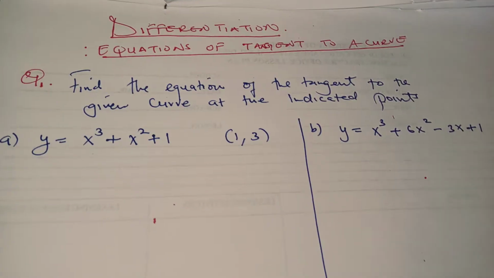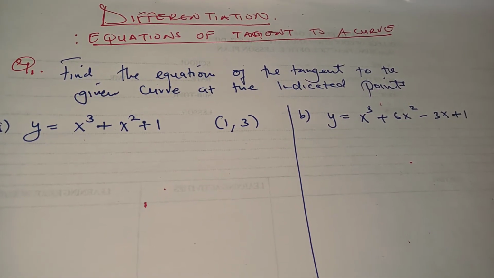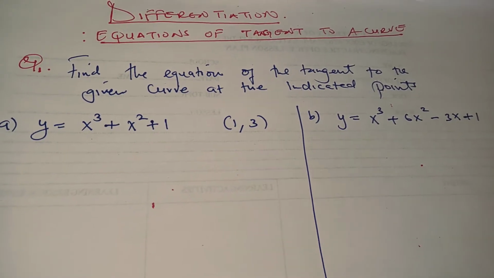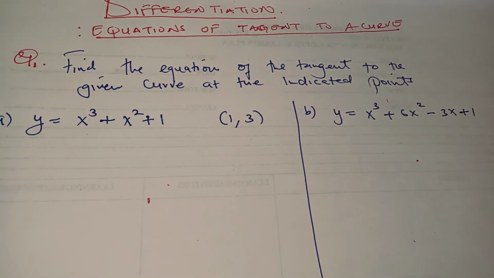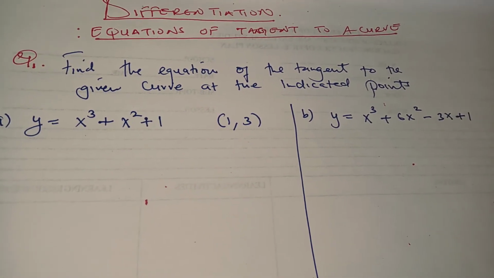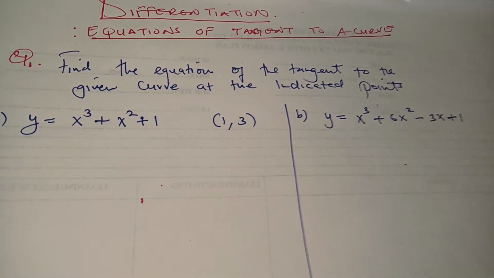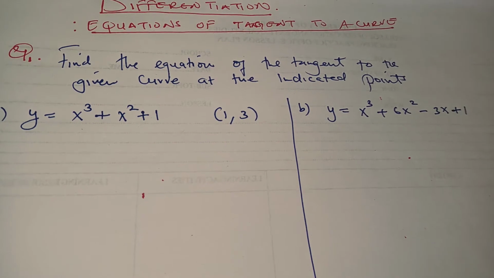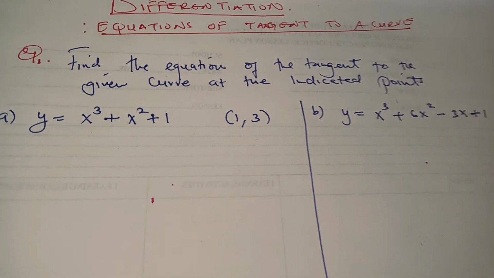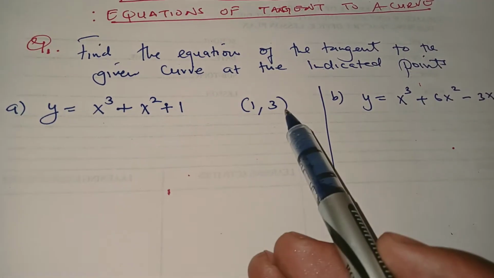differentiation, and you're told to find the equation of the tangent to the given curve at the indicated points. Okay, so this subtopic is equations of tangent to the curve, and I want us to have an idea that the gradient of a given curve is the same as the gradient of the tangent to the curve at that given point. So this idea can be used to determine the equation of the tangent to a curve at a given point. So that's why you're given this point here and the curve.